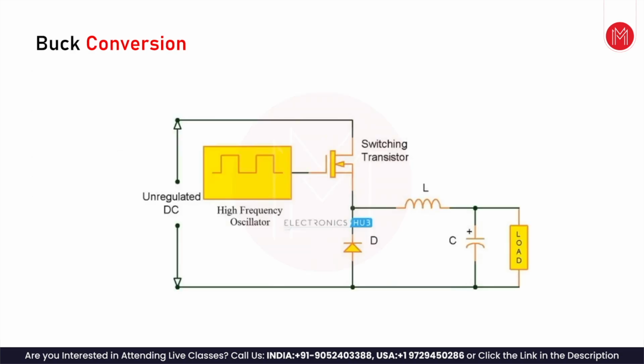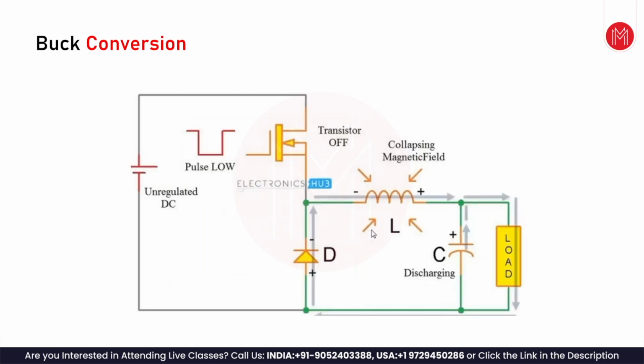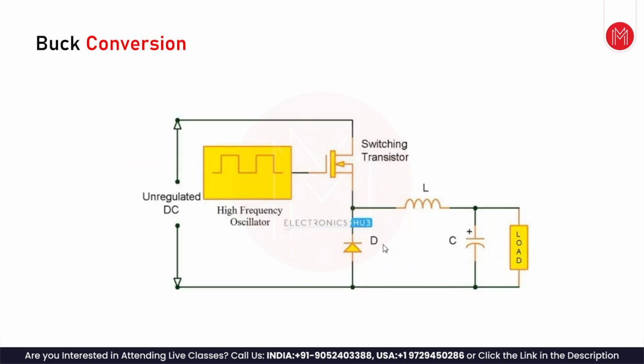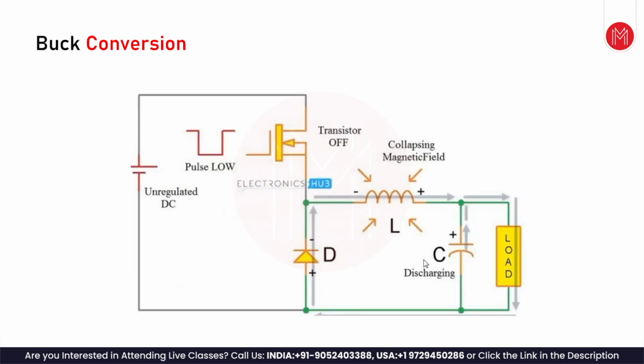Here is a buck converter. The buck converter is typically this way: the unregulated DC is given here, and the switching transistor is here. It is switched, and there is an inductor and a capacitor here. There is no isolation transformer, as you see here. And here is a diode. So let's see how this circuit really works.